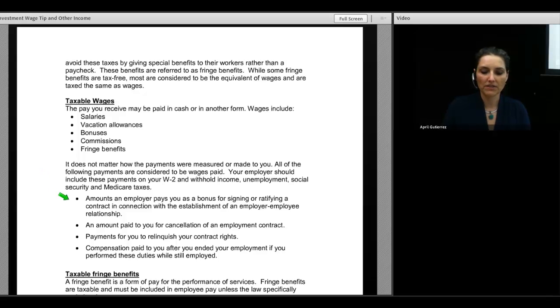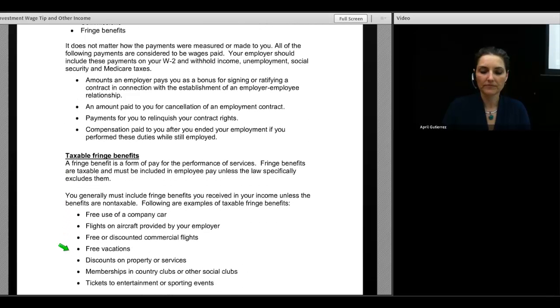Amounts that an employer pays to you as a bonus for signing or ratifying a contract in connection with the establishment of an employee-employer relationship is wage. An amount paid to you for cancellation of an employment contract is also wage. Payments for you to relinquish your contract rights are also a wage, and compensation paid to you after you ended your employment if you performed these duties while you were still employed.